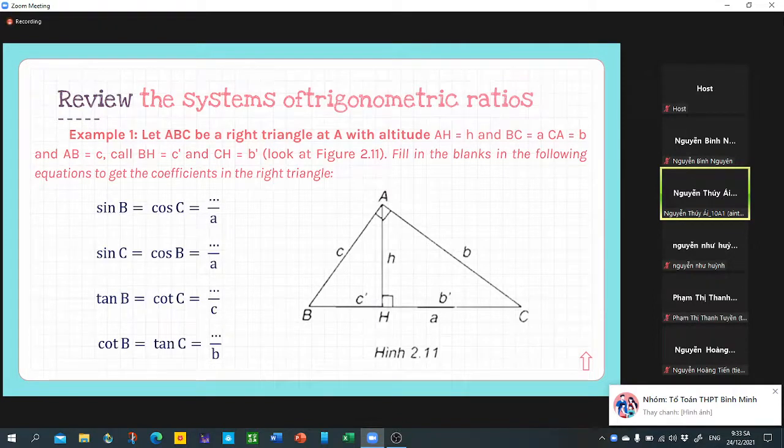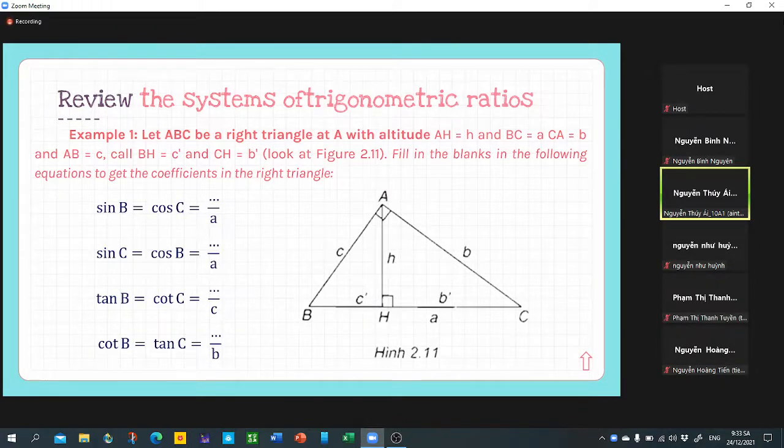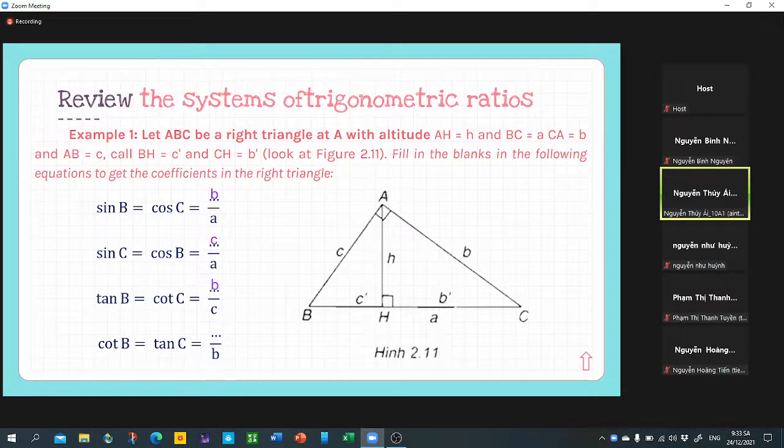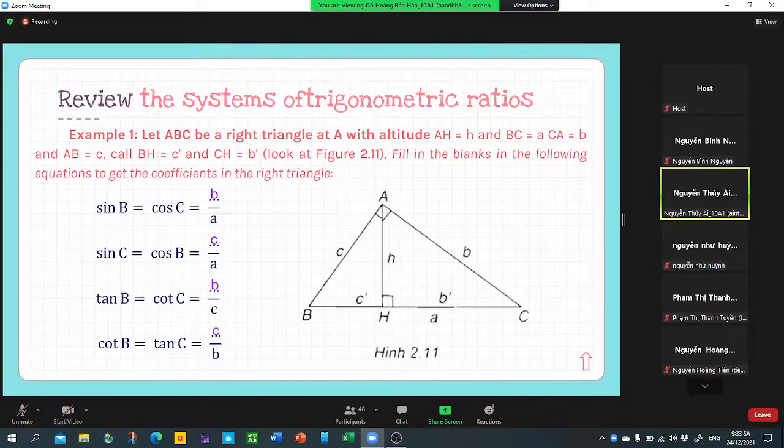And the system of trigonometric ratios: sin B equals cos C equals b on a, sin C equals cos B equals c on a, tan B equals cot C equals b on c, cos B equals tan C equals c on b.